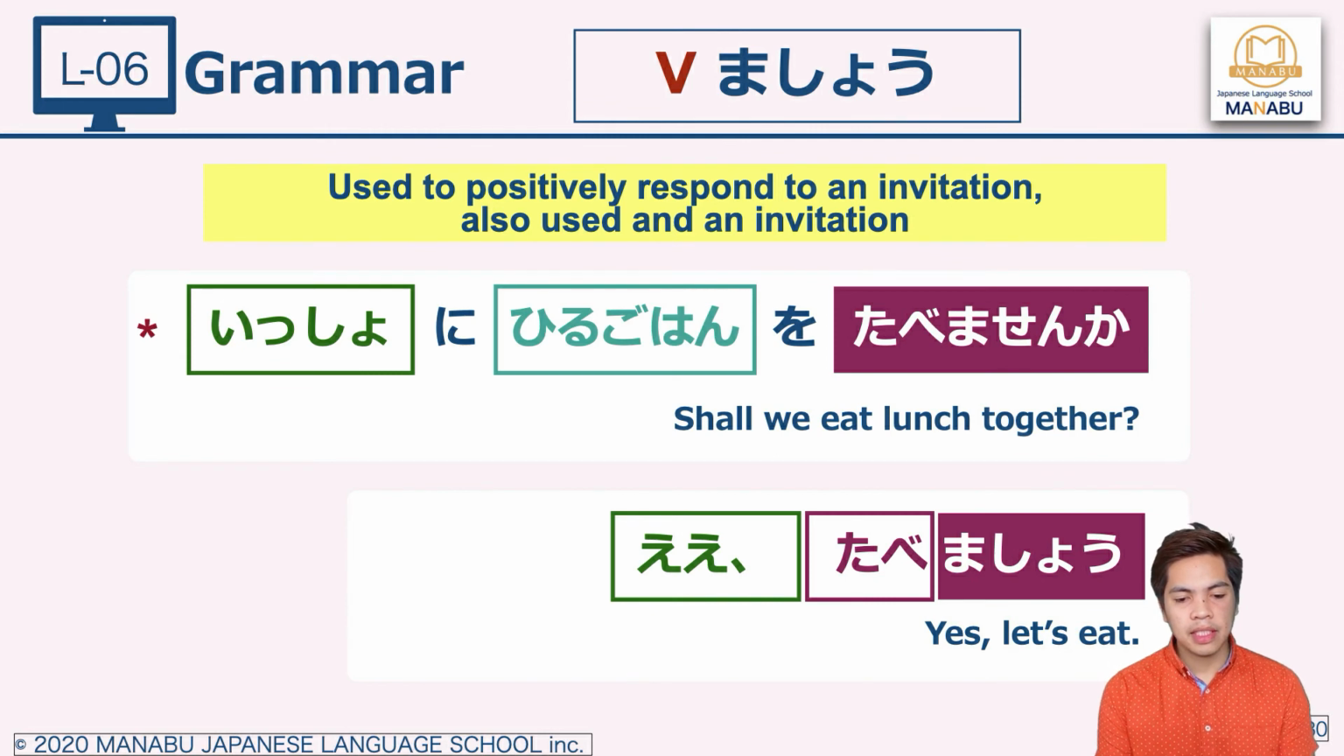Another example is issho ni hirugohan o tabemasen ka? Issho ni hirugohan o tabemasen ka? So this is the masen ka pattern. If you want someone to do something with you, then you can reply with the verb mashou. Tabemashou. Yes, let's eat. Take note, the use of verb mashou is you can use it to reply to the masen ka or the invitation of someone. Or you can also use this as an invitation. But take note that masen ka is a stronger invitation compared to mashou.